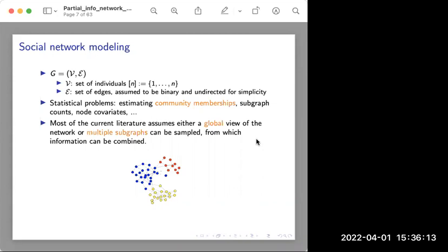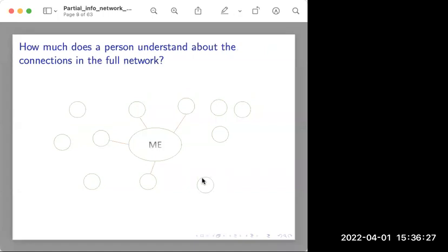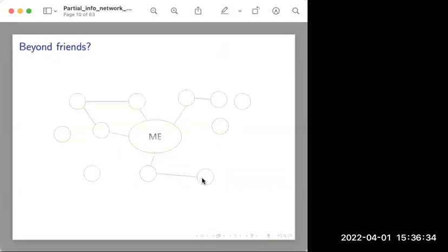So the question is, as an individual, how much do I see, or how much do I understand about the connections in the full network? So in this stick figure, in the first layer, I know my friends, right? These are people directly connected to me, and I get to see these edges. Now, I probably also know who are my friends' friends. And for many of us, this is probably the extent of our local network knowledge. Any edges further away from me are not observed.